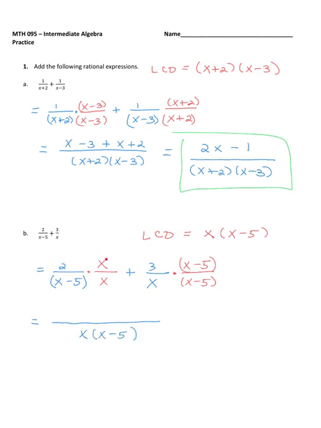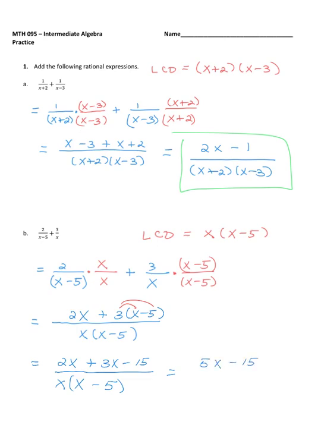My numerator is going to be 2 times x, which is 2x, plus 3 times x minus 5. I have to be careful here to distribute the 3 to both terms. This gives me 2x plus 3x minus 15 all over x times x minus 5. And if I combine like terms, I get 5x minus 15 all over x times x minus 5, and that is it.